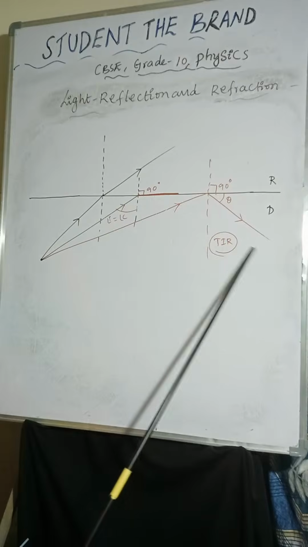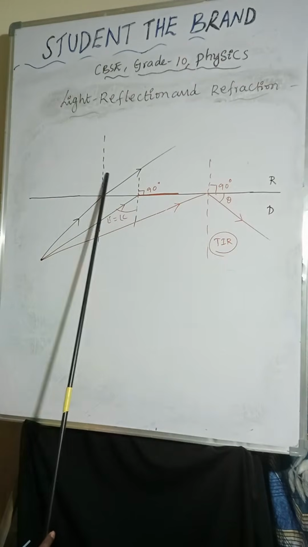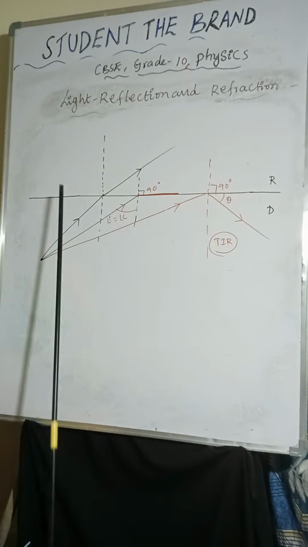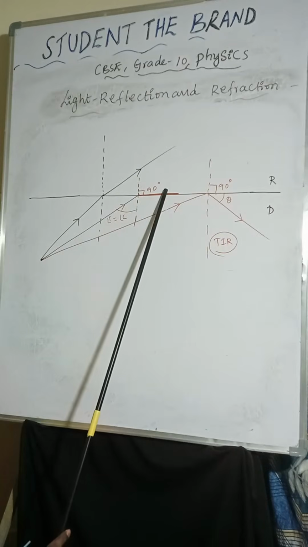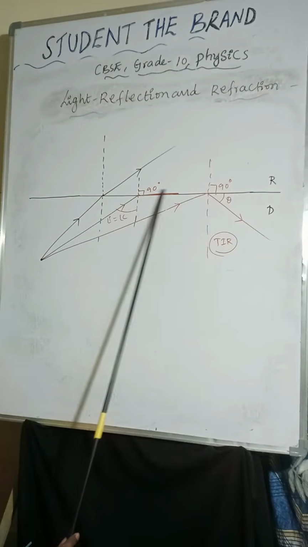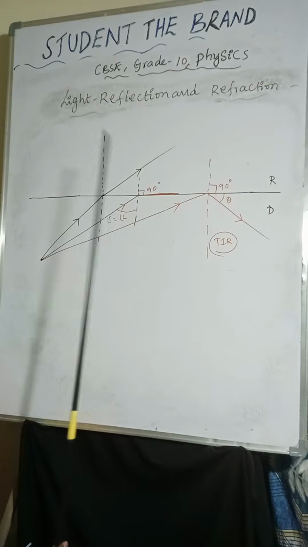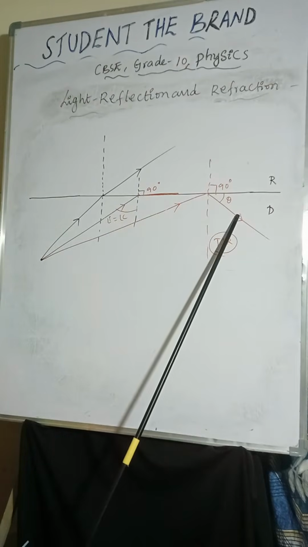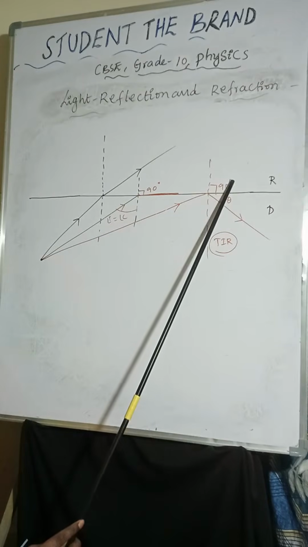Understood? Total internal reflection. Once again, if a light ray is passing from denser to rarer, it moves away from the normal line. This is a normal refraction. In the rarer medium, the refracted ray moves along the surface, or makes 90 degrees with the normal line. And here, the refracted ray reflects back into the same medium after making more than 90 degrees.